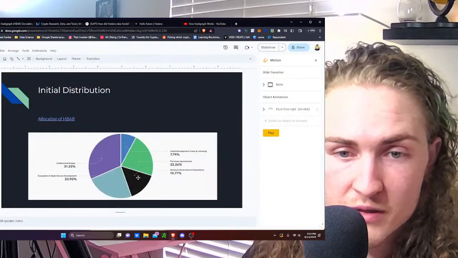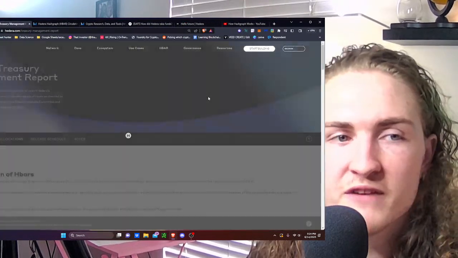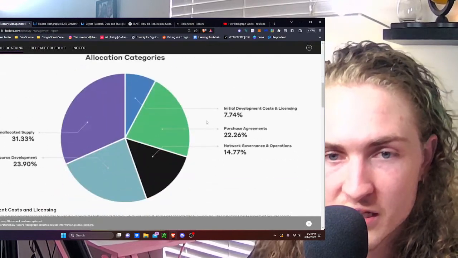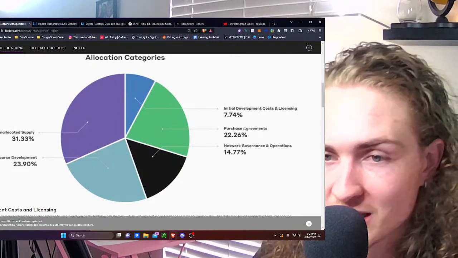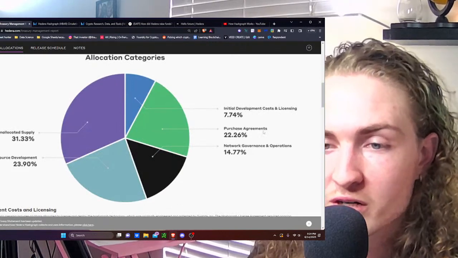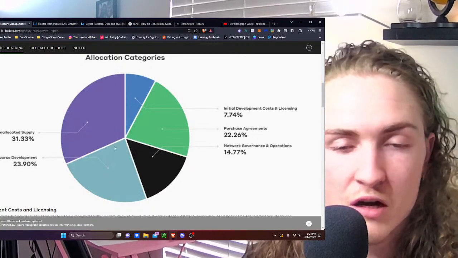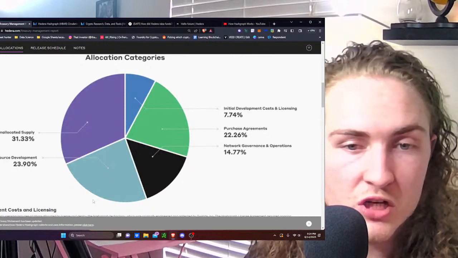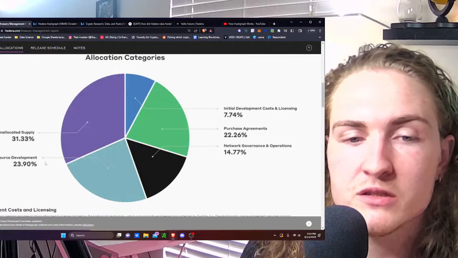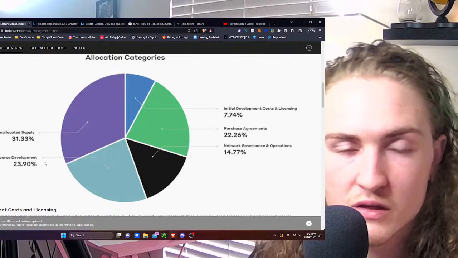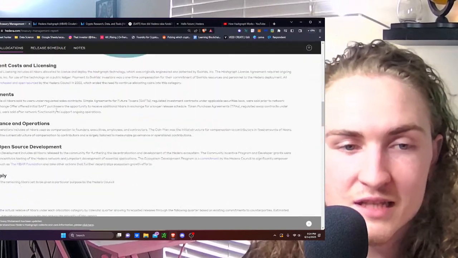The allocation of HBAR is kind of intriguing. It just speaks to the fact that there were levels of investment contracts here. So the allocation: we had 7.7% going to the initial development and costs and licensing, 22% for purchase agreements, which are those SAFTs, 14% to network governance and operations. Remember, the governing council's in charge of that, so that's their slice of the pie. Ecosystem and open source development, the council gets to determine where that goes, but that is for the community. And then 31%, again, the council gets to decide where that goes, and that's the unallocated supply.